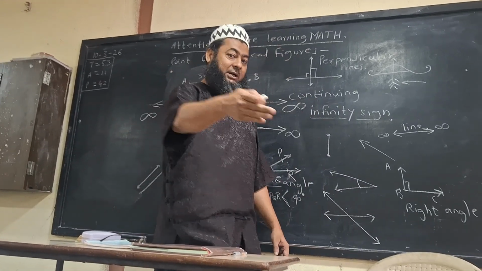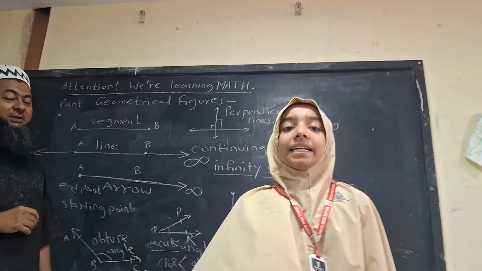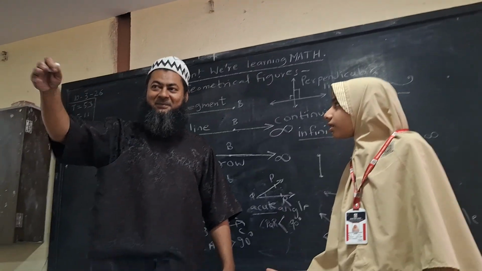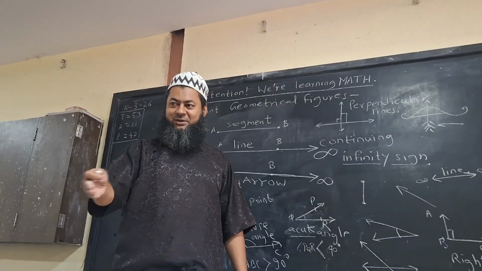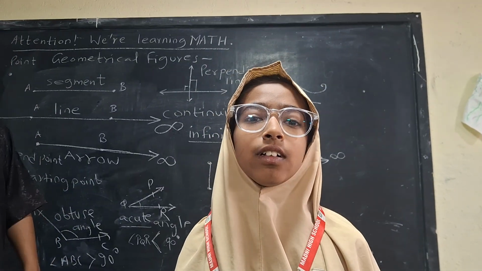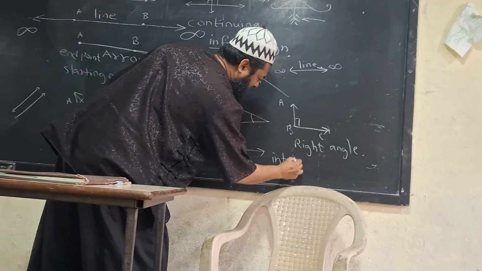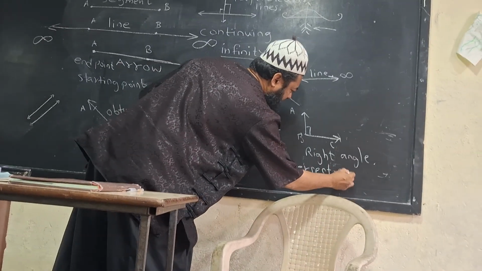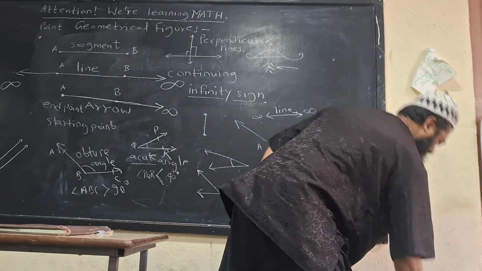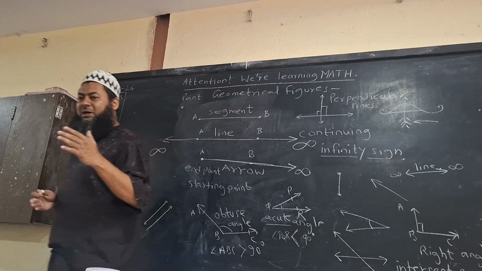Come here, show your face and give the answer to the camera. Intersecting lines. Come, you are correct. What is it called? Intersecting lines. Spelling is intersecting lines. Okay. So what are intersecting lines? They cross each other. They cut each other.